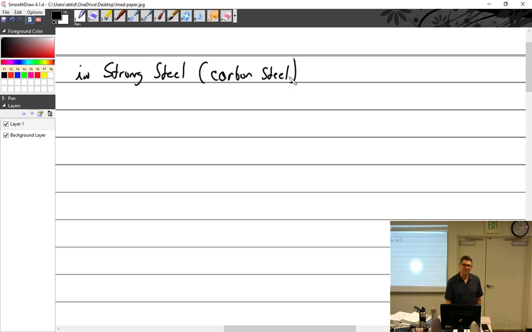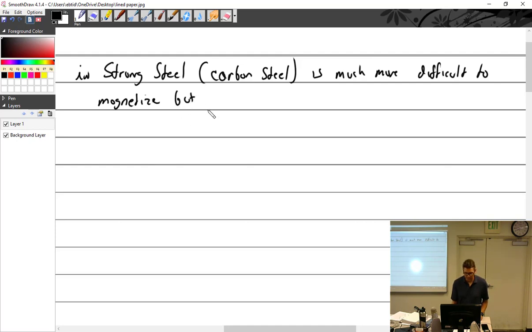Not so much bolts, but things like a crankshaft. Crankshaft, you want it really strong, so that's going to have a lot of carbon to it. So strong steel, anything that's got a lot of carbon that's very strong, is much more difficult to magnetize. Takes a lot more current. Much more difficult to magnetize, but once you get it there, it tends to want to stay, with a much higher residual magnetism, which would be high retentivity.